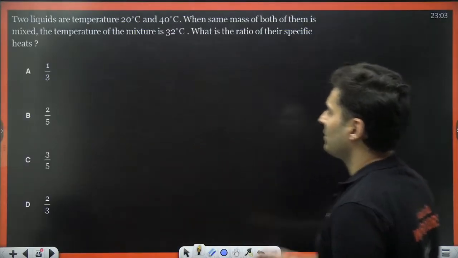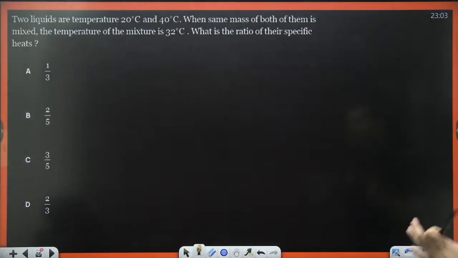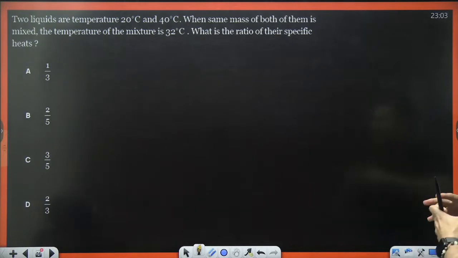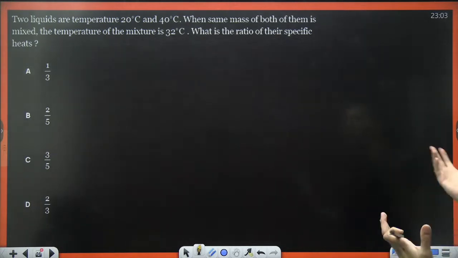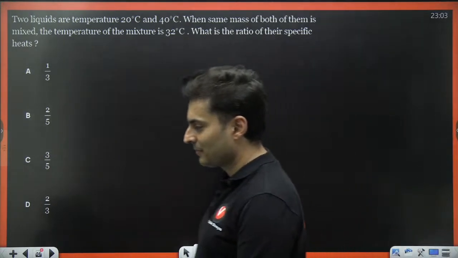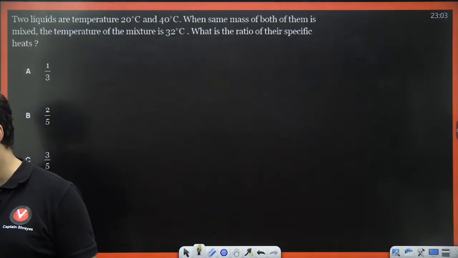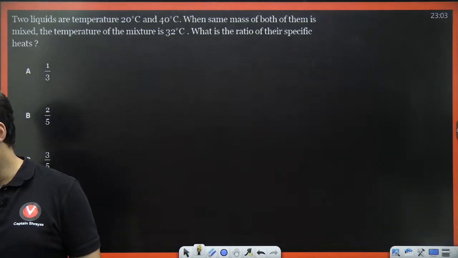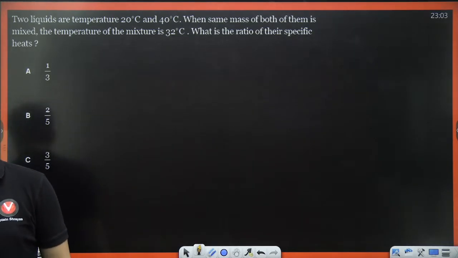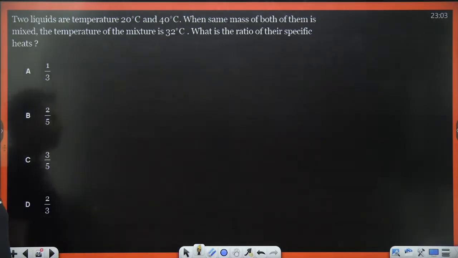Two liquids are at 20 and 40. When the same mass of both of them is mixed, the temperature of the mixture is 32. What is the ratio of their specific heats? That's the question. Come on, my dear warriors, think about it. How are you going to solve this? What are you going to do?